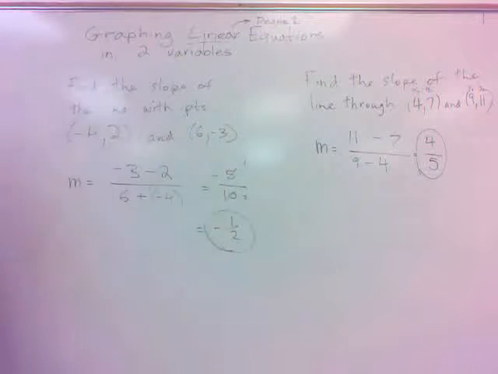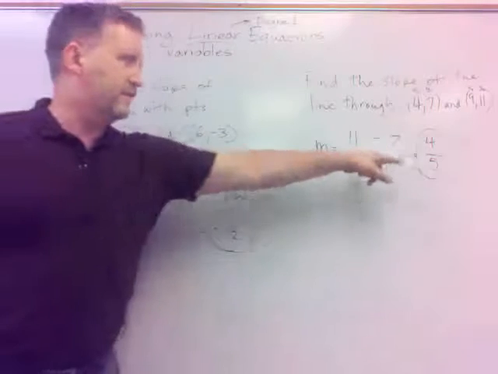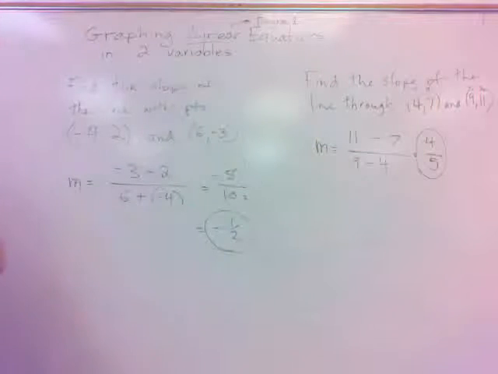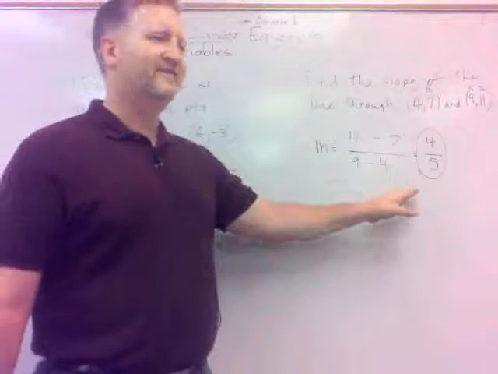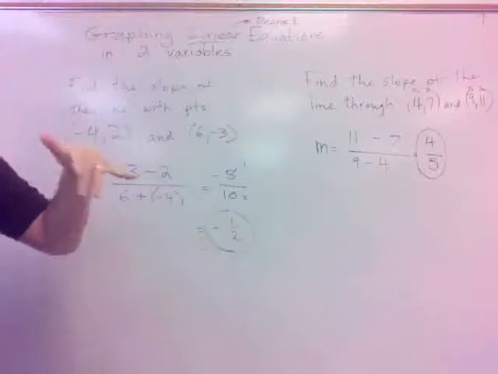Slope of -1/2. So we've got a positive slope for the first one I did and a negative slope for the second one I did. So this one, uphill or downhill? That would be uphill. This one would be downhill.